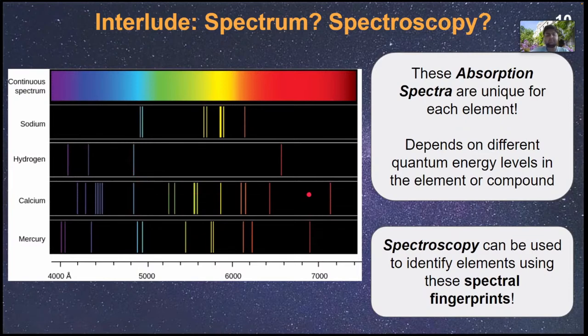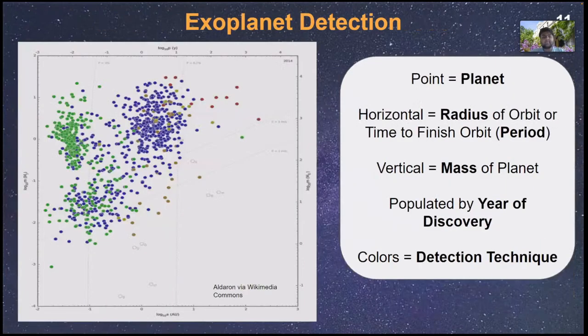And from that, we can sort of reverse engineer these fingerprints to figure out what kind of elements are actually present in these faraway objects, which encapsulates the power of spectroscopy. Now let's go back to exoplanet detection.